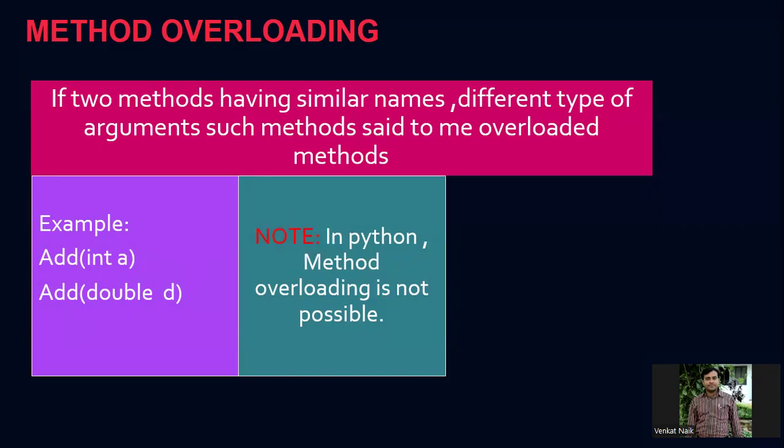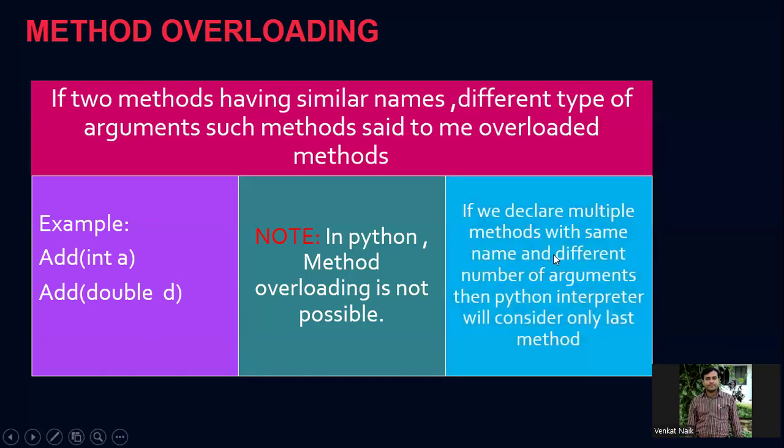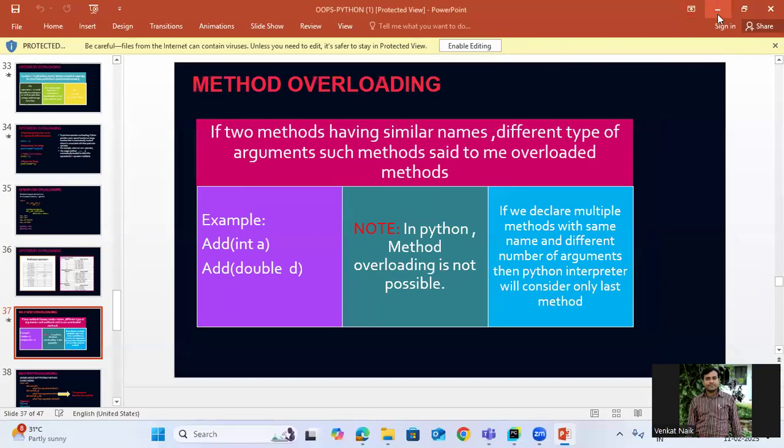Clear? Okay. Then how? The problem is that if you are trying to implement method overloading directly, with multiple methods with the same name, if you try to declare them within the class with a different number of arguments, then the last method is going to be called. The rest of the methods will throw an error to you. Let us see, let's see once how.